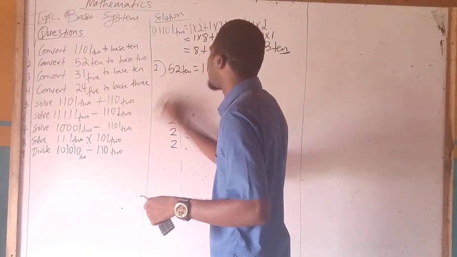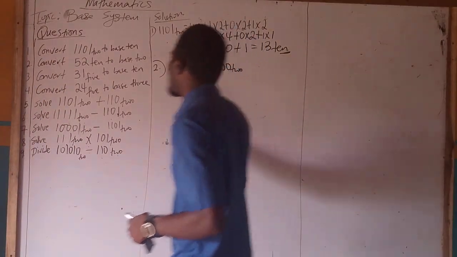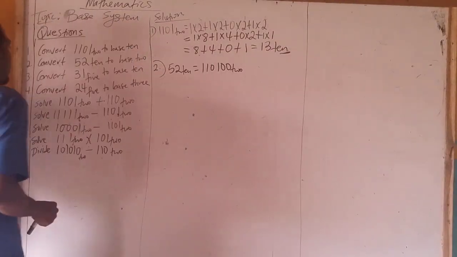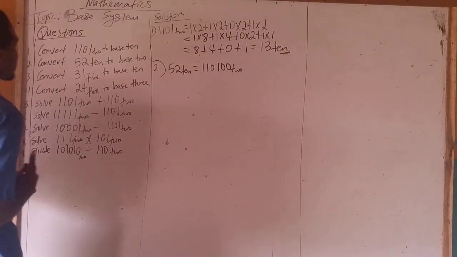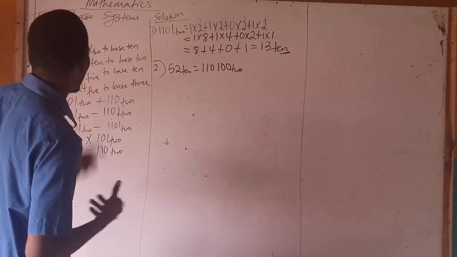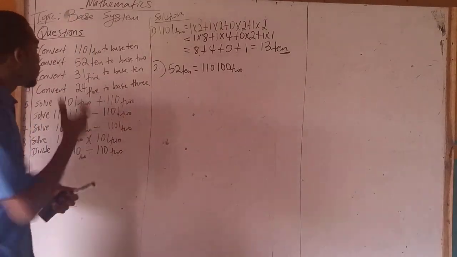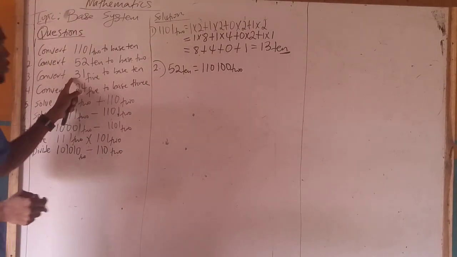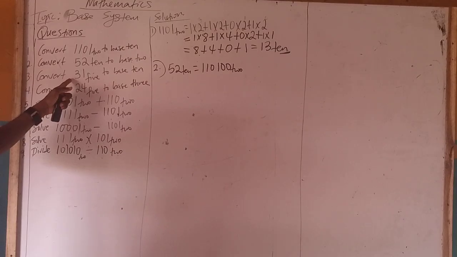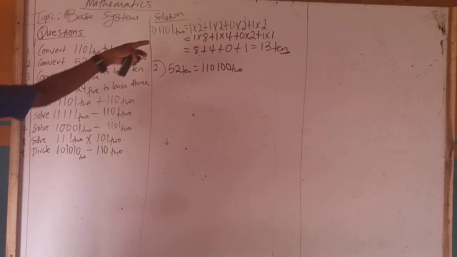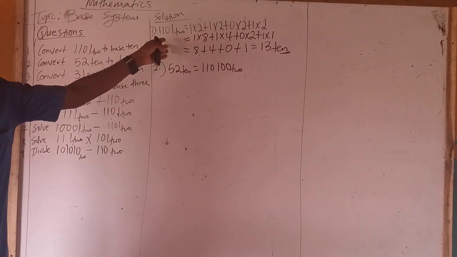So we have successfully converted base 10 to base 2. Now moving forward, we have to convert 31 base 5 to base 10. So now if you look at this one, it is like a normal number. I have to convert it to base 10. Like I said, we still use the same method of converting.